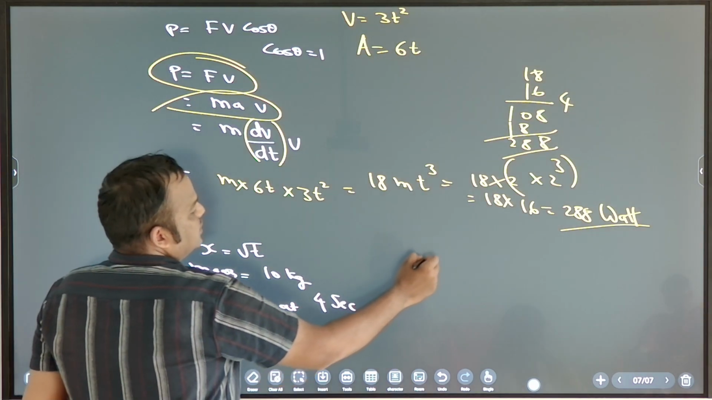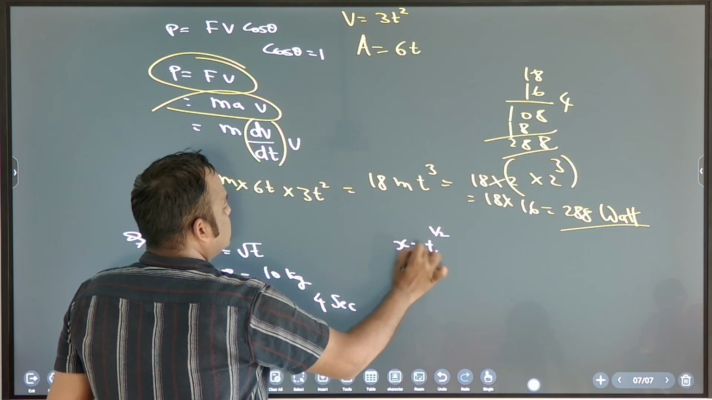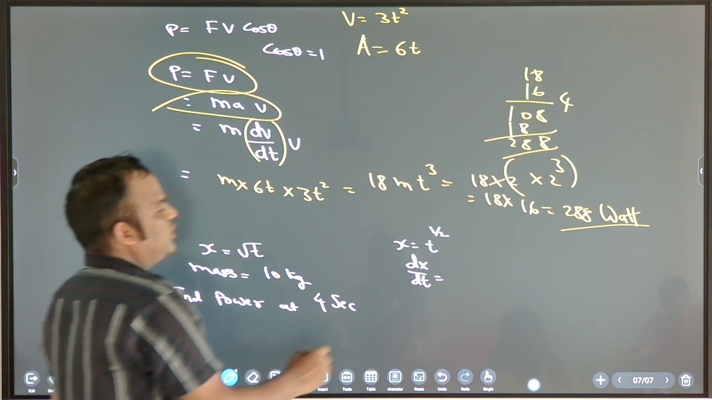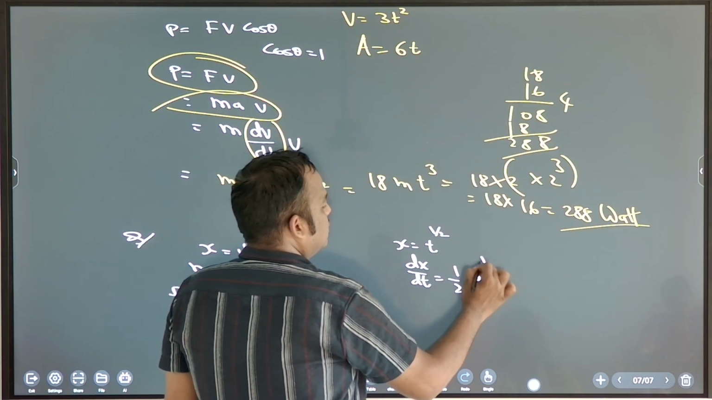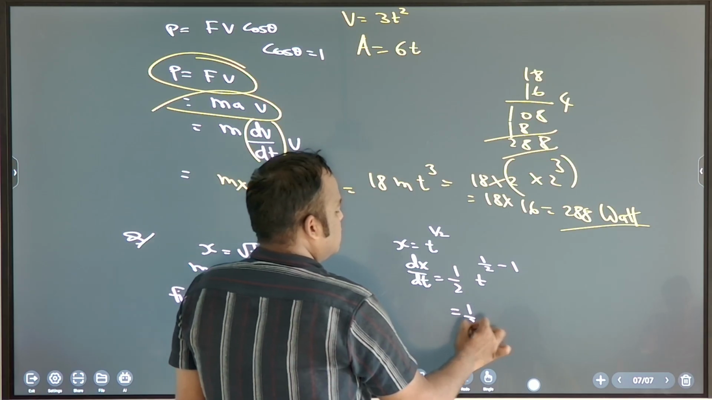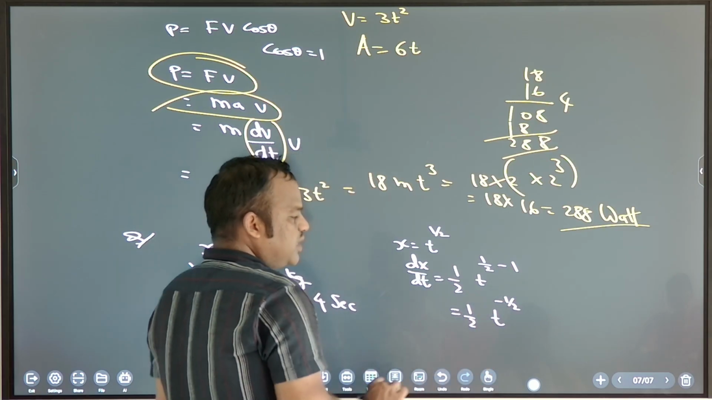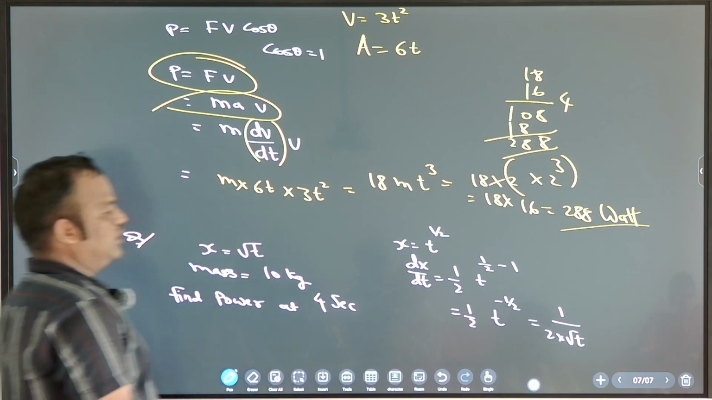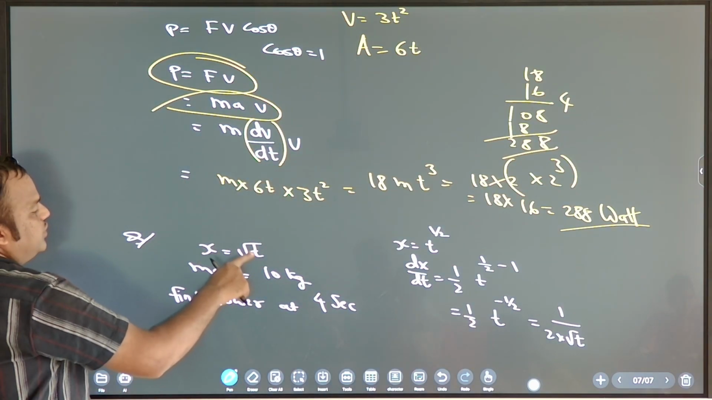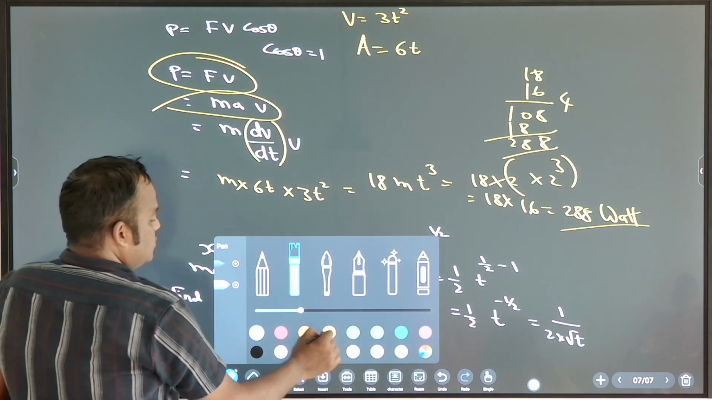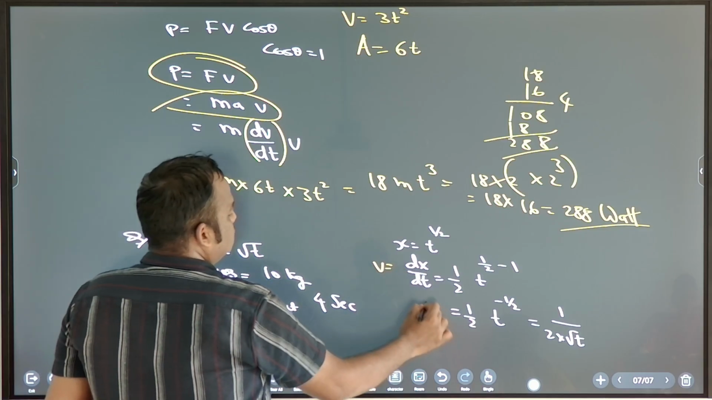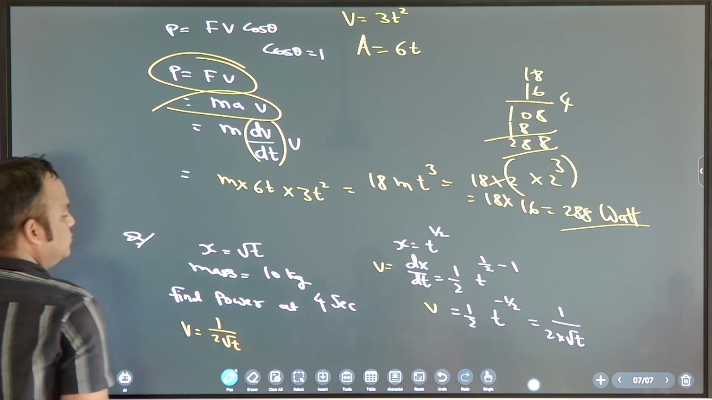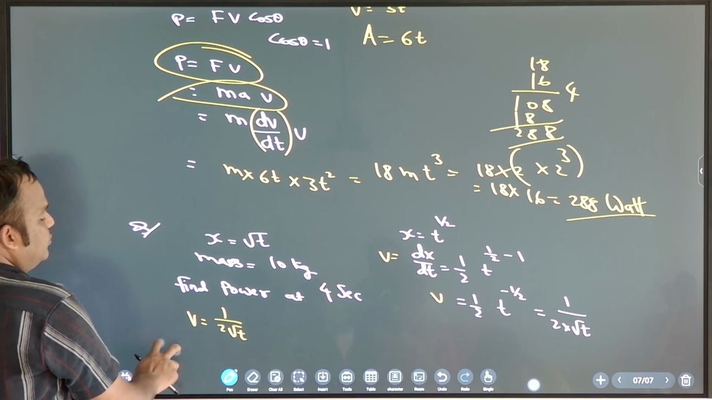So what is the differentiation? Suppose x is equal to t power 1 by 2. So what is the differentiation of root t? 1 by 2 t raised to 1 by 2 minus 1, so 1 by 2 t raised to minus 1 by 2. T raised to minus 1 by 2 means 1 by 2 root t. Correct. Good. So when x is equal to root t, this is velocity. So velocity is equal to 1 by 2 root t.